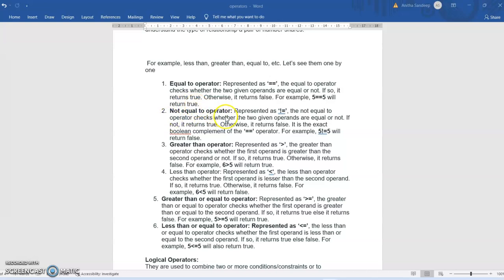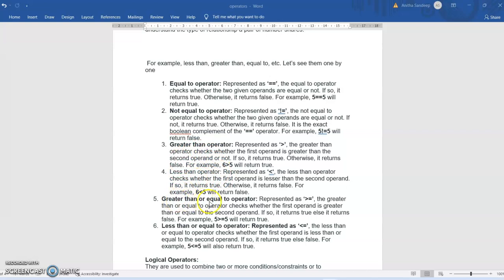Not equal to operator is just the opposite of equal to. It compares the left hand side expression against the right hand side. If both are not equal, it returns true, whereas if both are equal, then it returns false. Next is the greater than operator. It compares the left hand side expression with the right hand side. If the left hand side expression is greater than the right hand side expression, it returns true. Otherwise, it returns false. And less than operator is just the opposite of greater than.